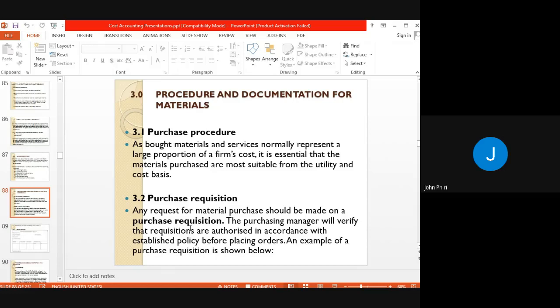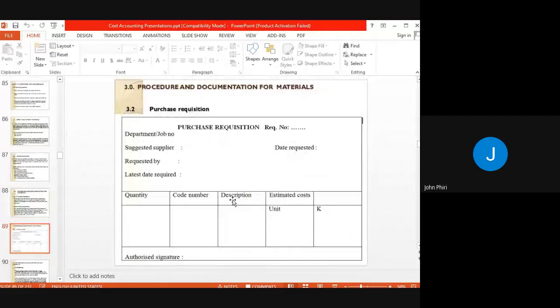A requisition can be raised especially by the person or people who are using that material or component, and then they see it's finishing. So what do they do? They raise a requisition that we need some more of those. Here's an example of how the document looks.